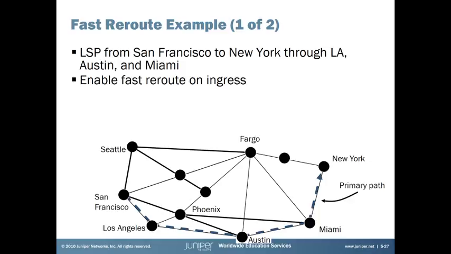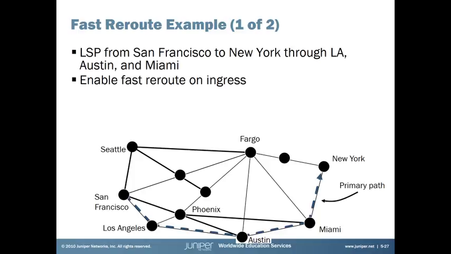So let's take a look at this particular scenario here, where we have got an LSP set up. Our primary LSP is going from San Francisco, through Los Angeles, and then heading out to New York. So it's basically going through Austin, Miami, and up to New York. So that's our primary path.